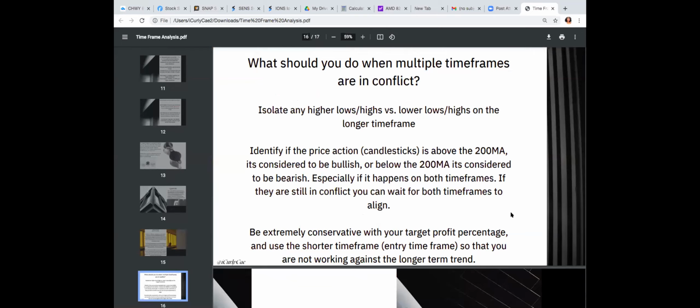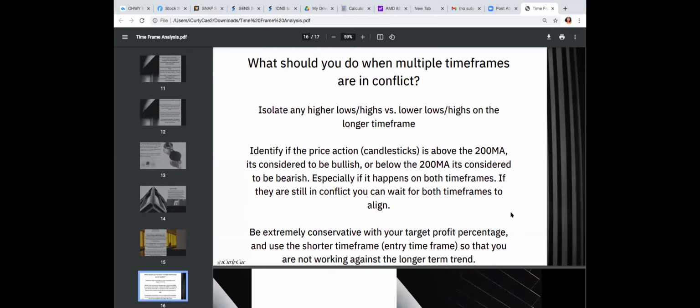Now, what should you do when multiple time frames are in conflict? You want to isolate any higher lows or higher highs, or any lower lows or lower highs on the longer time frame. You also want to identify whether the price action or candlesticks are above the 200-day moving average, which is considered bullish, or below the 200 moving average, which is considered bearish, especially if it happens on both time frames. If they are still in conflict, you can wait for both time frames to align. You hear us say full time frame continuity. Well, this can give you an idea of what that basically means.